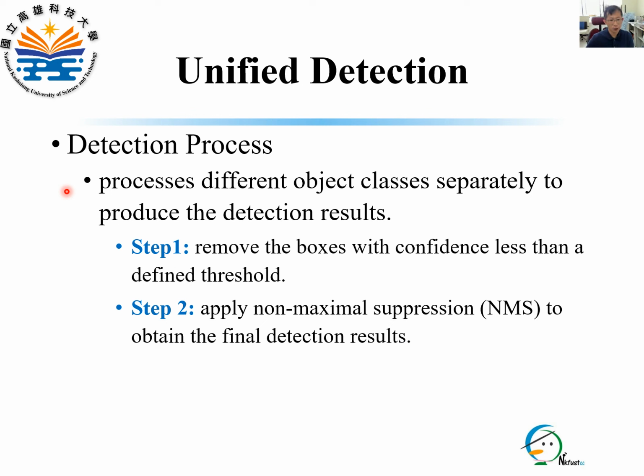After that, YOLO v1 processes different object classes separately via the following two steps to produce the detection results for each object class. Step 1 removes the boxes with class confidences less than a defined threshold. Step 2 applies non-maximal suppression to obtain the final detection results.